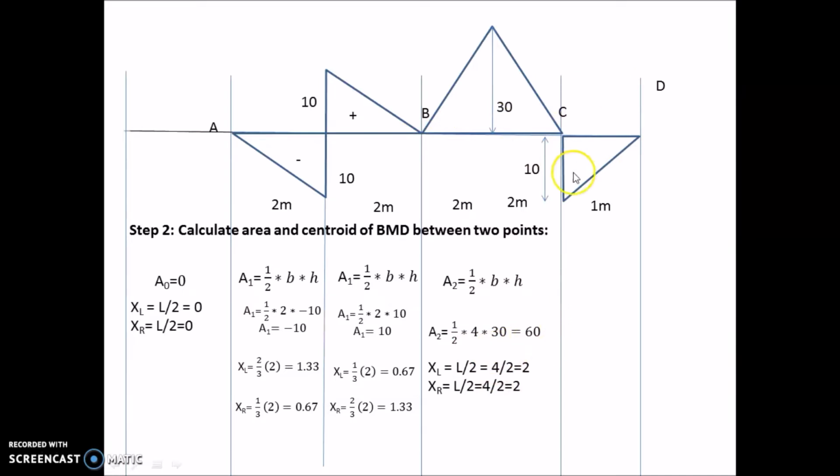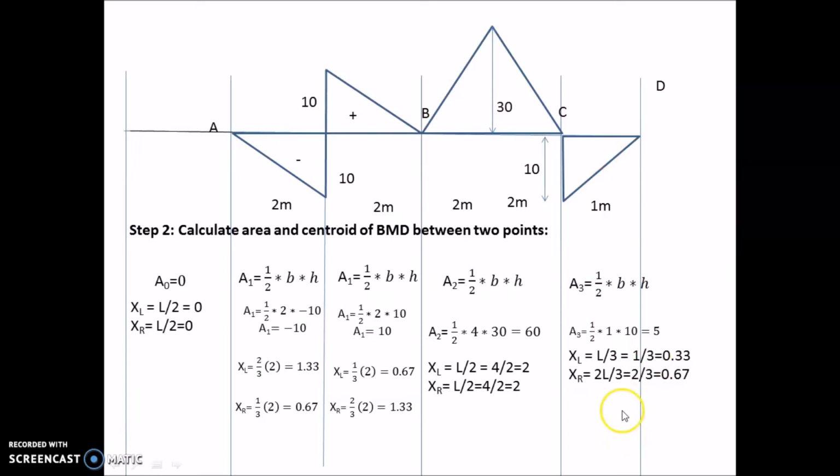Now actually we don't need this value, since we will use two equations only, that is for A0 AB and ABC. We don't need these values, but for knowing the calculation I am giving these values. A3 is equal to half base into height, that is half into 1 into minus 10, that is minus 5. The base is 1 and height is minus 10, so we get minus 5 as the value. And XL is L/3, that is 1/3 of 1, that is 0.33, and XR will be 2/3 of L, that is 2/3 of 1, that is 0.67.